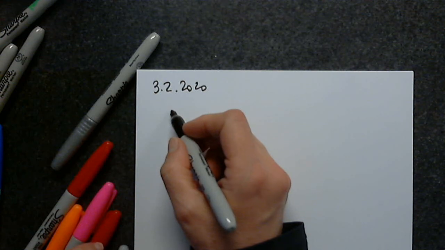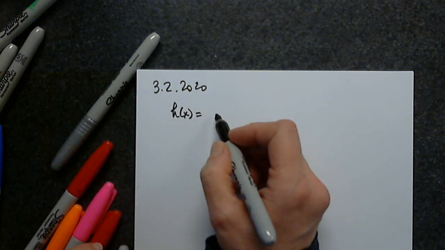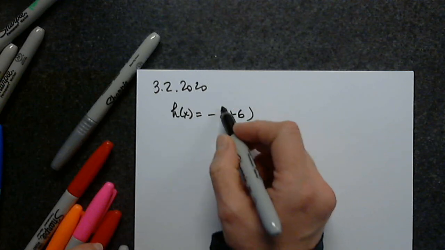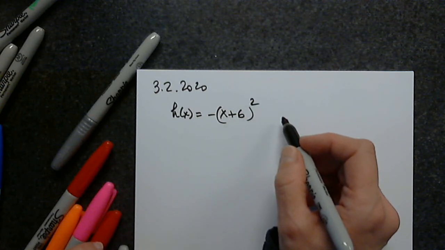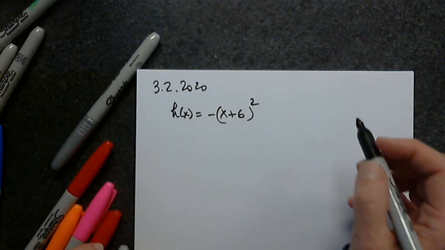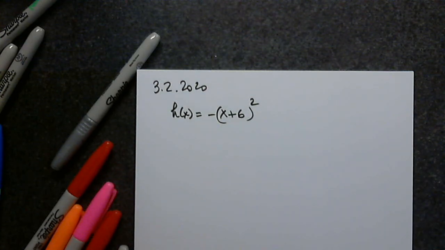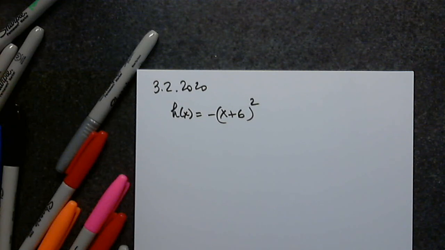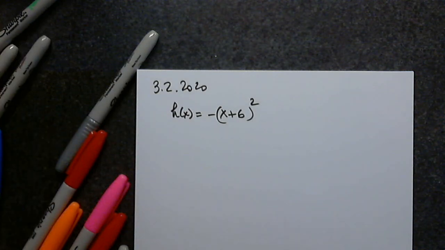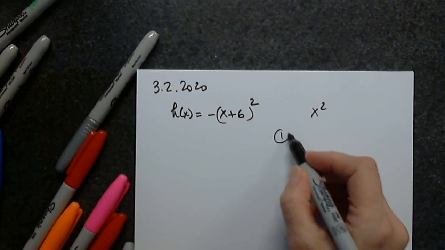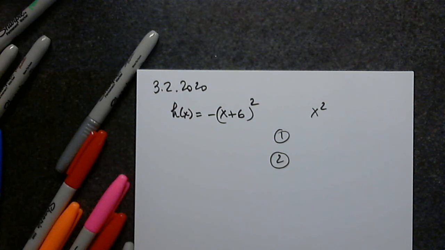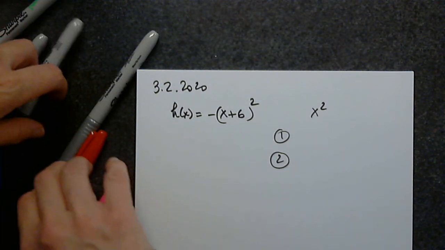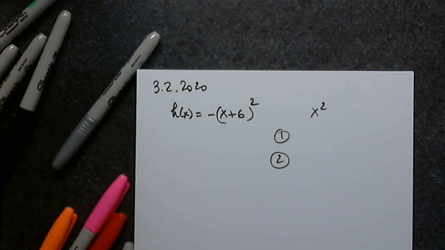Oh, okay, so h of x equals negative (x plus 6) squared. What is the base function, or the simplest possible function, that was used to determine this? x squared. So the base function is x squared. There are two transformations here, but they have to be presented in the order of operations. What will be the first step?